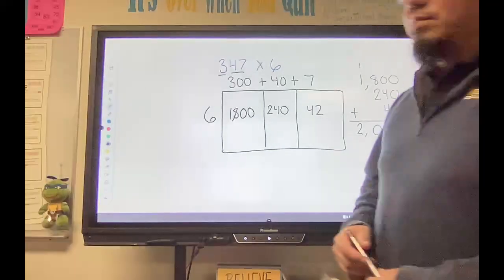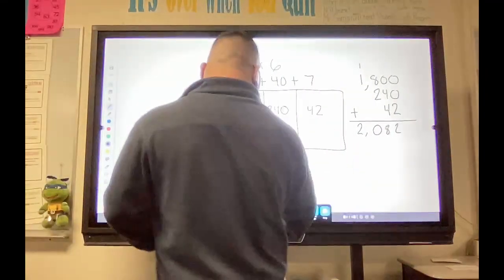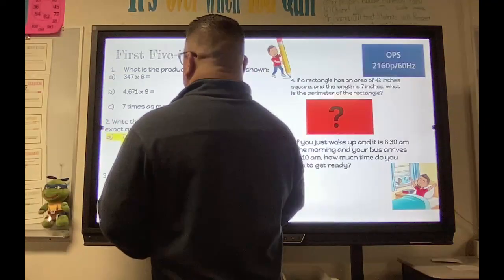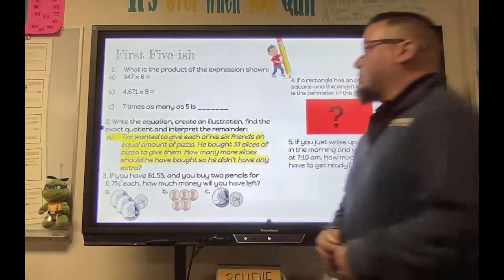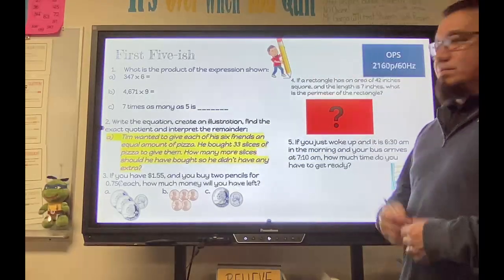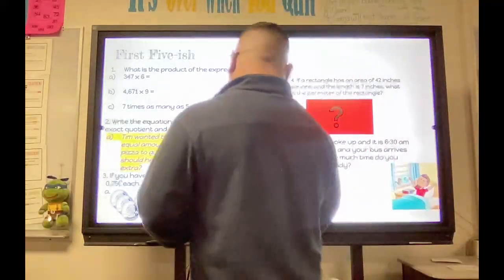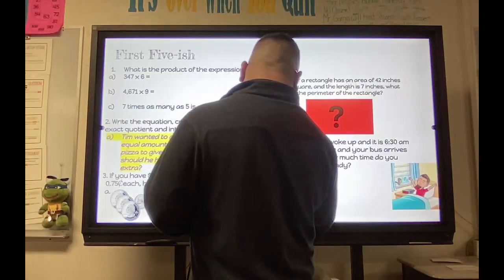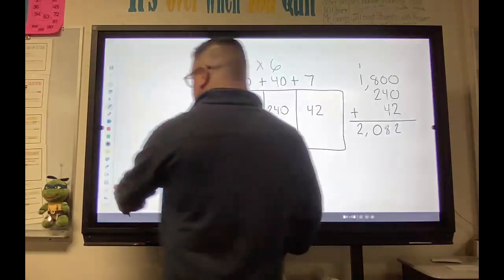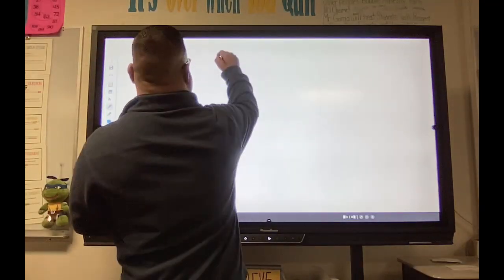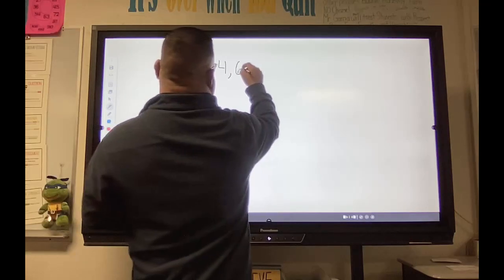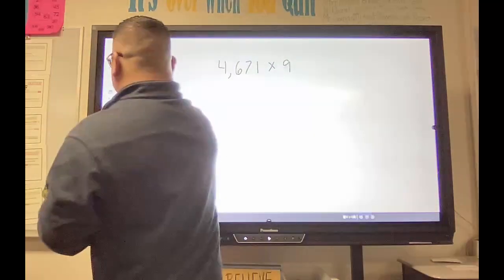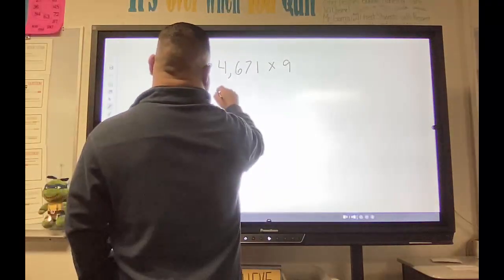Okay. Check your work. So for those who completed it, check your work. Next one. 4,671 times 9. It's the same process, okay? Just different numbers. So I'm going to make my rectangle model.